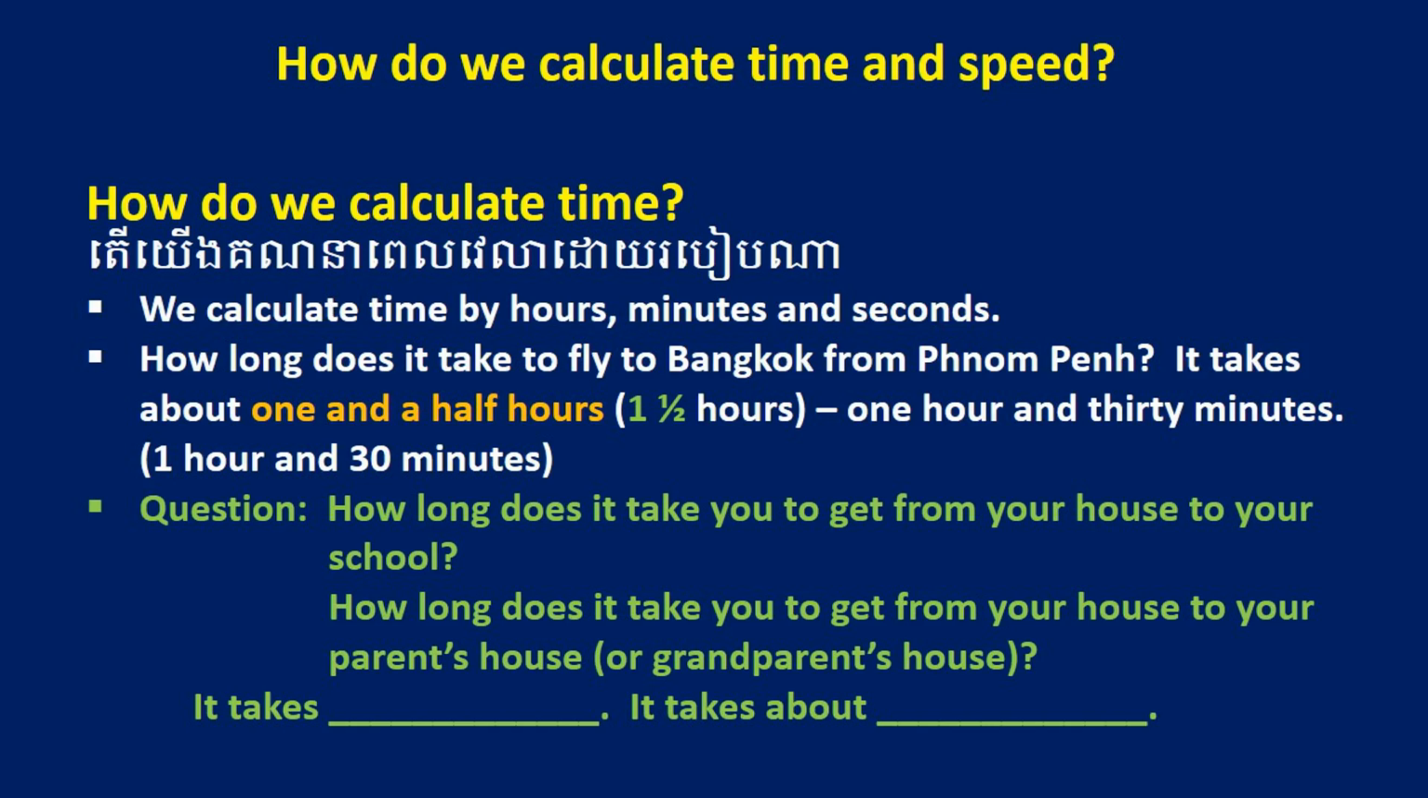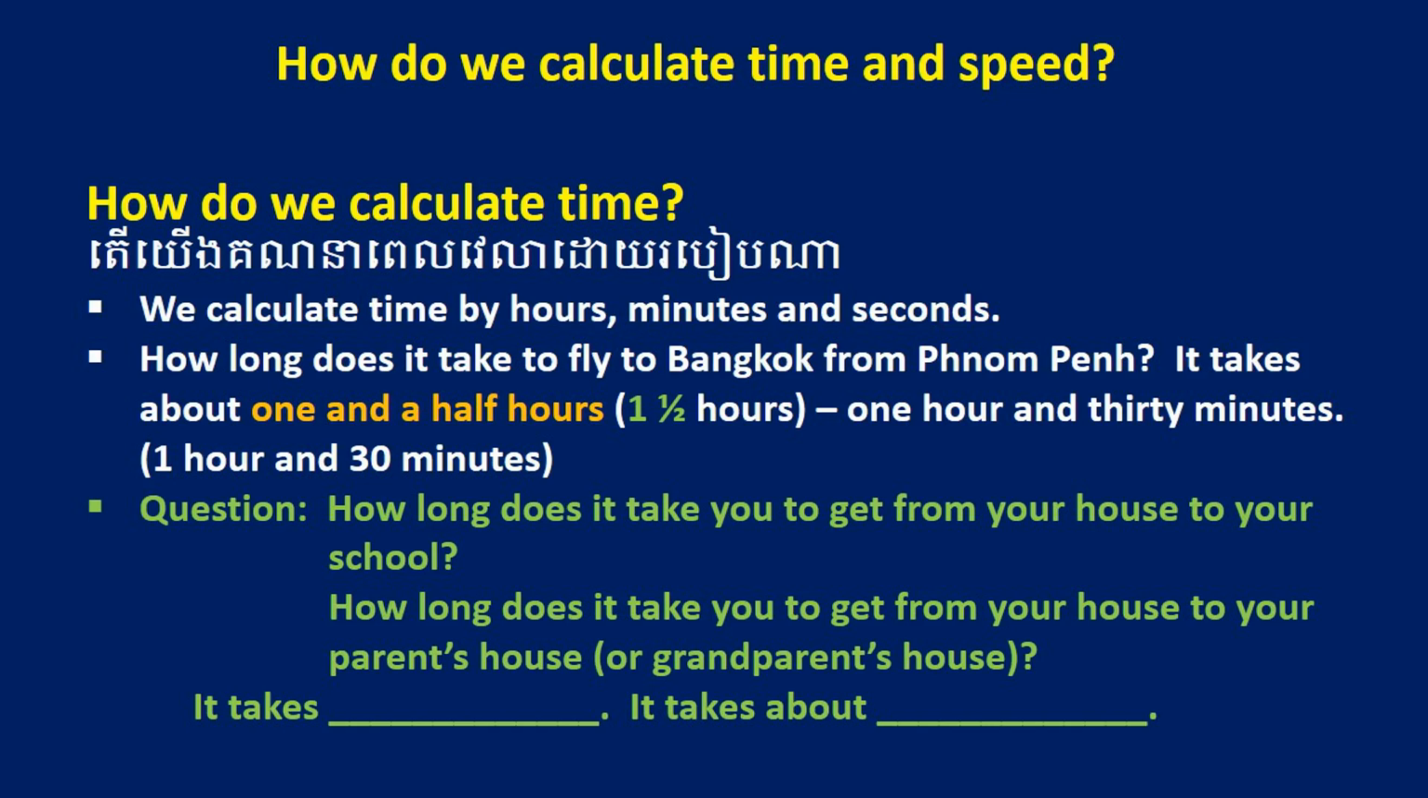How long does it take to fly to Bangkok from Phnom Penh? It takes about 1.5 hours. You see, we can write 1.5 by words, or we can write 1.5 by numbers. You see, 1 and then 1/2. Or we can write 1 hour and 30 minutes. Or we can write number 1 hour and number 30 minutes. So there are different ways to write time and numbers.